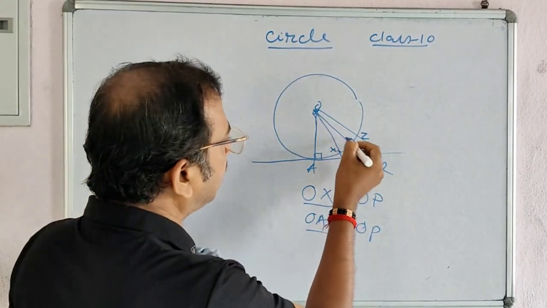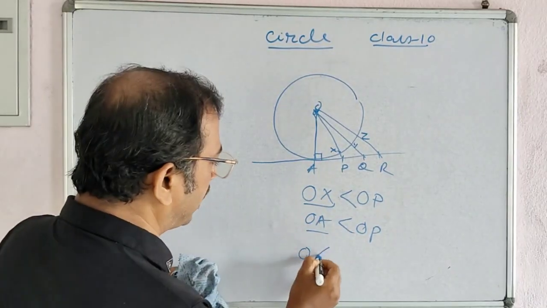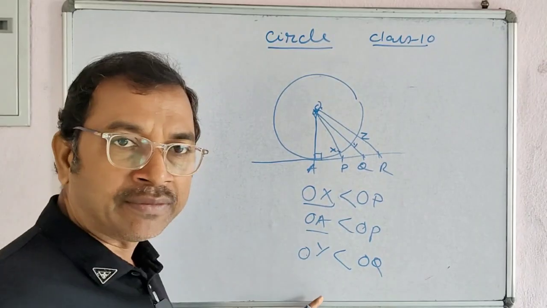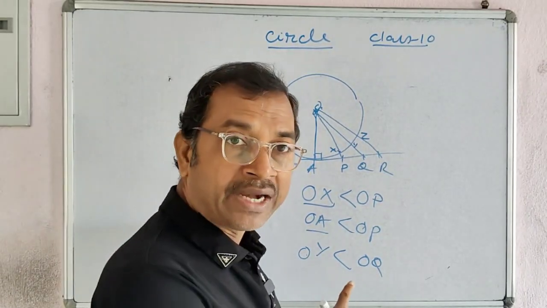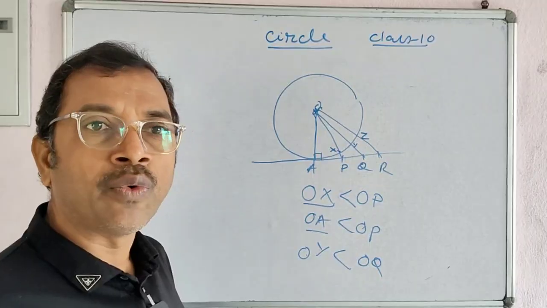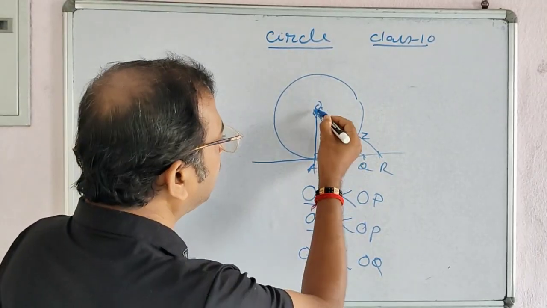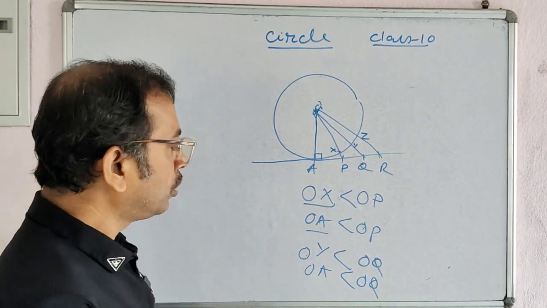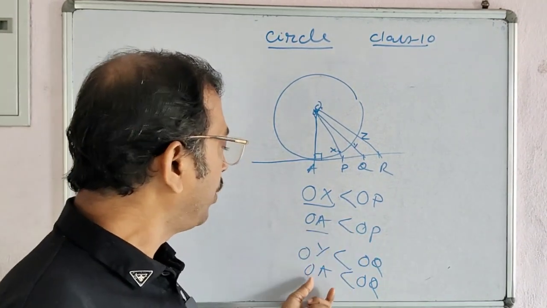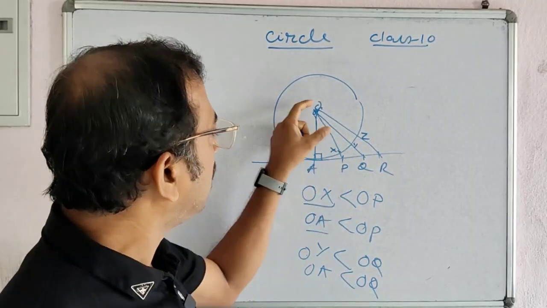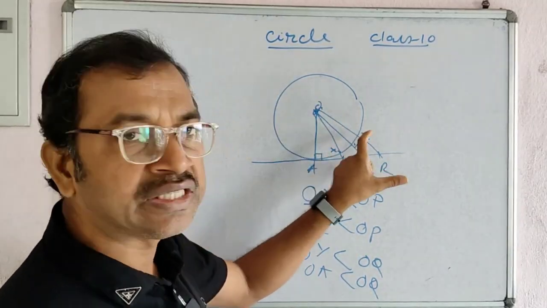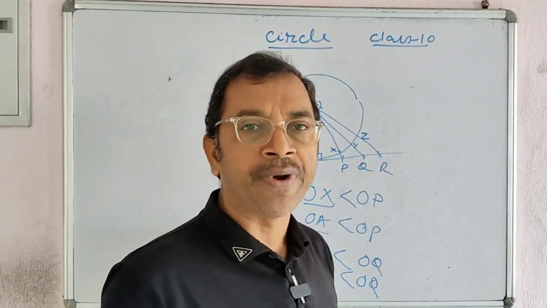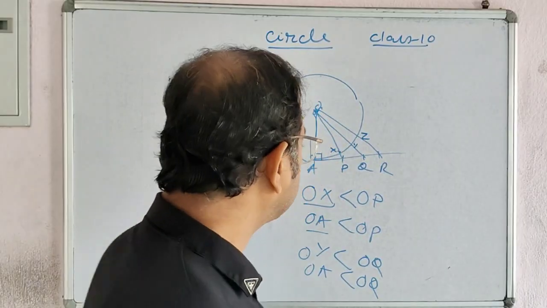सिमिलरली OY less than what? OQ, because part of the line always less than what? Whole. तो OY is the same as OA radius, so OA also less than OQ. So OA is less than OP, OA is less than OQ. Similarly OA also less than OR, so that OA is the shortest, so shortest always perpendicular होता है. Okay, so this is the first theorem.